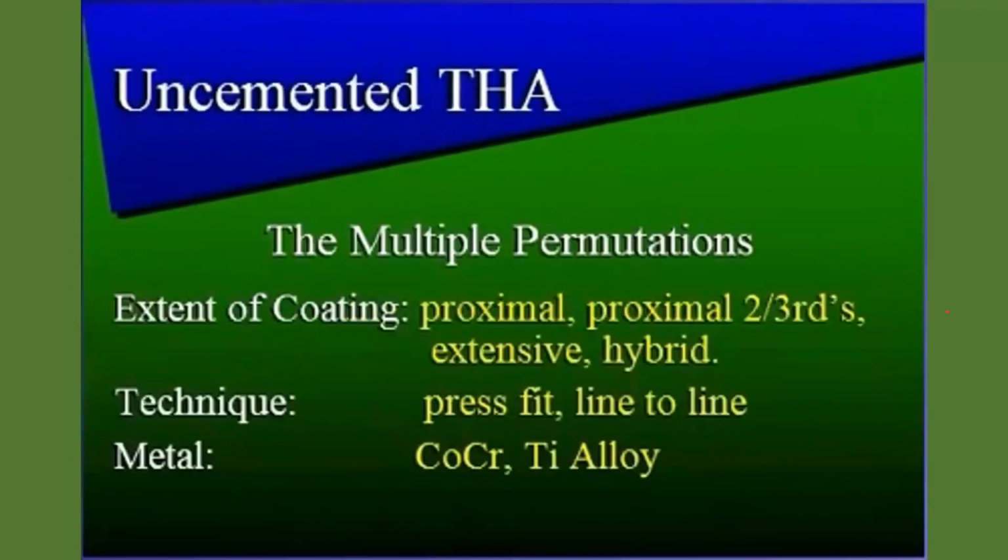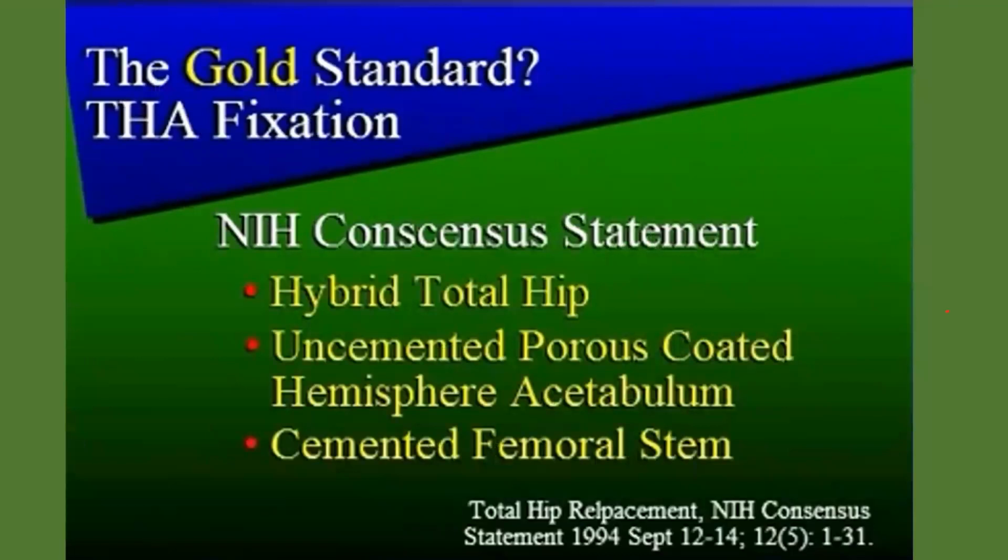Uncemented total hips, the multiple permutations, extent of coating, proximal coating is what we do because it scratches, never the head. Nowadays we use a lot of cobalt chromium.